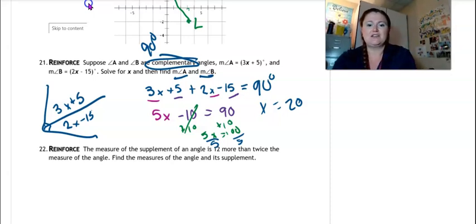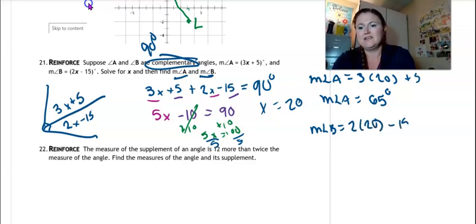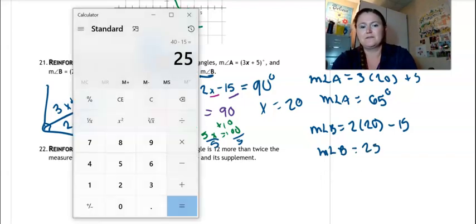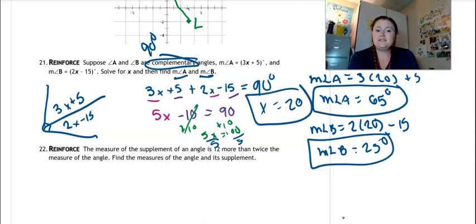But this is a good way to check. So the measure of angle A should equal 3 times 20 plus 5, so the measure of angle A is going to equal 65. The measure of angle B is going to equal 2 times 20 minus 15. So that's going to be 40, subtract 15, 25. So the measure of angle B is 25. And then just to check, 25 plus 65 is 90. So those are the correct answers. That should help with the Delta Math assignment.